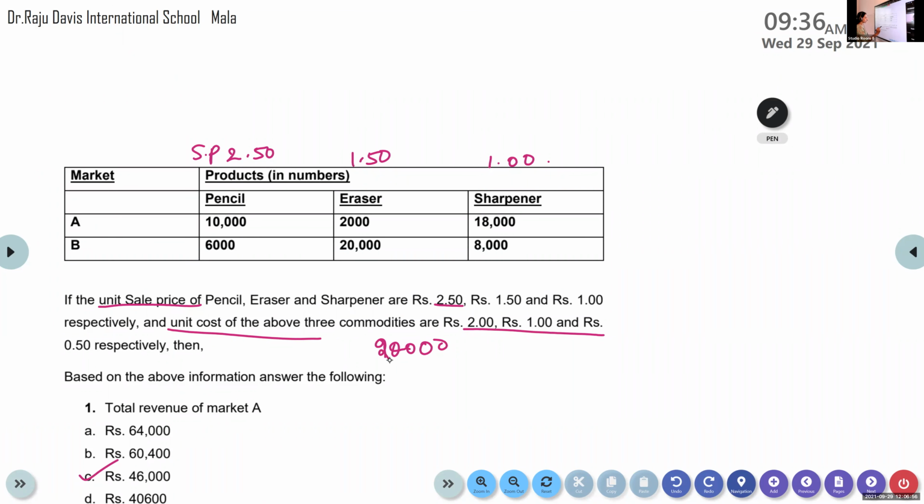So whether you have to write the steps again, shall I write it directly? 20,000 plus 2,000 into 1 plus 18,000 into rupees 0.50. What is it? 50 paise. 18,000 into 50 paise, will it be 9,000? Am I correct, children? So, is it 31,000? Cost incurred in market A. Is it 31,000?